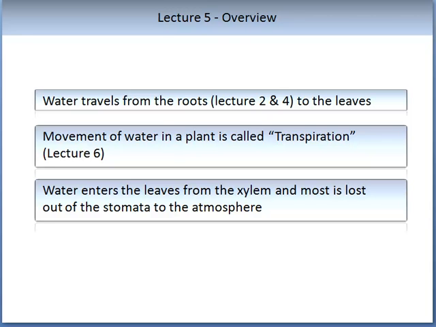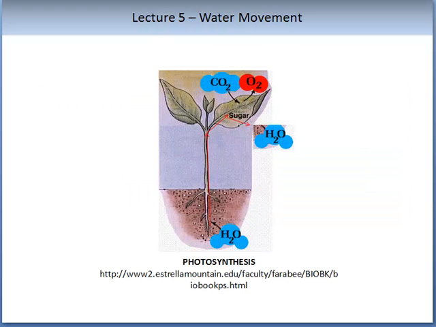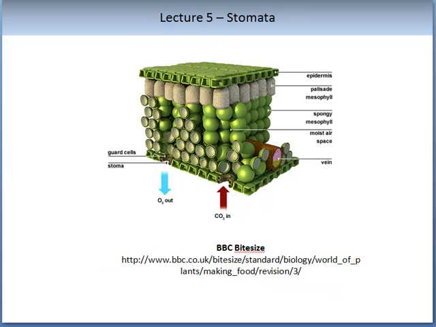So water enters the leaves from the xylem, and most of this water is lost out of the stomata to the atmosphere. And this is the process we're going to examine in some detail today. The simplified route of water movement through the plant. This image from the BBC Bitesize website demonstrates how water leaves the leaf and carbon dioxide enters the leaf.